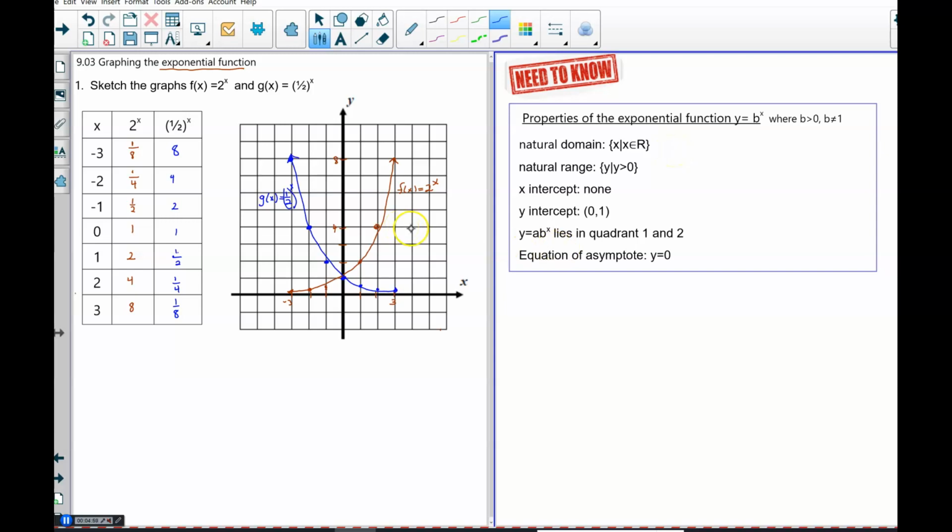Exponential functions lie in quadrant 1 and quadrant 2. And actually, since exponential functions don't cross the x-axis, we say that the x-axis is an asymptote. And the equation of this is going to be the horizontal line y equals 0. Again, if there's a vertical shift, the asymptote would be moved up or down depending on the shift.